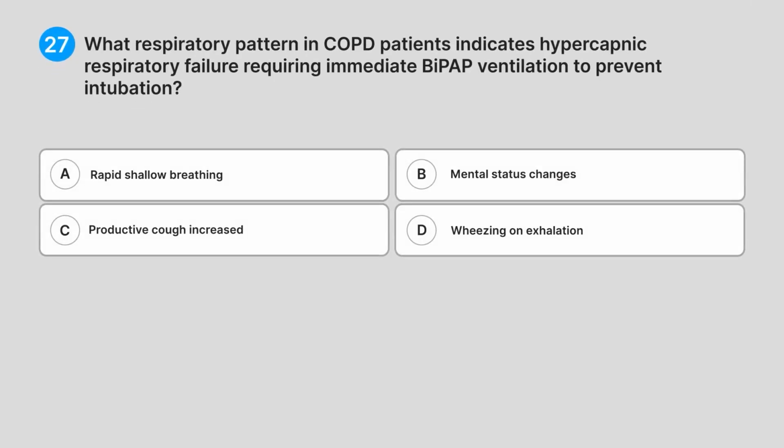27. What respiratory pattern in COPD patients indicates hypercapnic respiratory failure requiring immediate BiPAP ventilation to prevent intubation? A. Rapid shallow breathing. B. Mental status changes. C. Productive cough increased. D. Wheezing on exhalation.